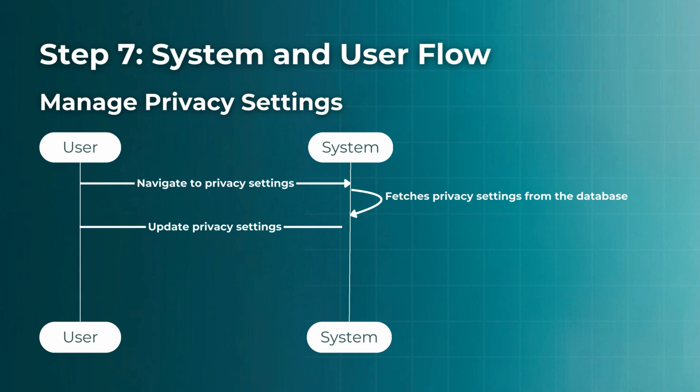The system fetches the user's current privacy settings from the database. This gives the user a clear view of what's already set up. Next, it validates the new preferences that the user selects to make sure everything is in order.